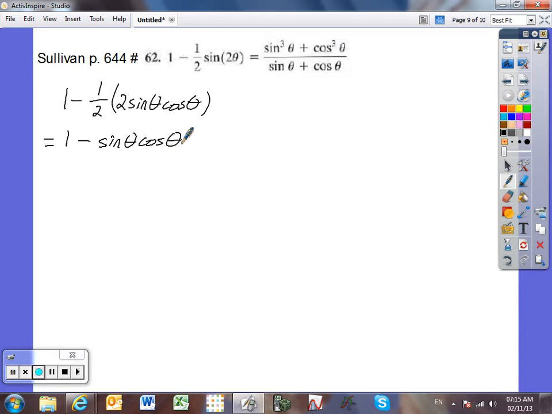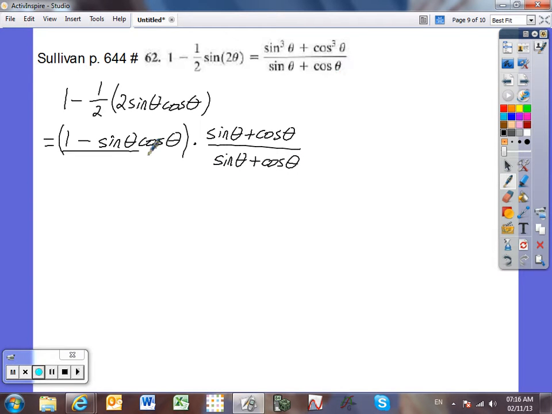Now, in order to get this into the right-hand side, well, I can see that I need to have a factor of sine theta plus cosine theta in the denominator. I don't currently have a fraction. So let's artificially inject that factor in by multiplying the top and the bottom by sine theta plus cosine theta. That's going to create that denominator term that I was looking for.